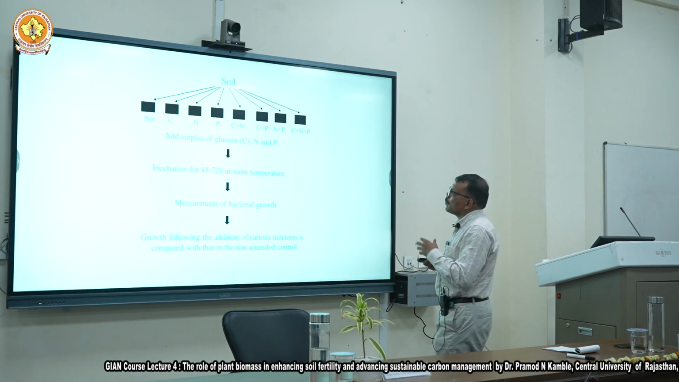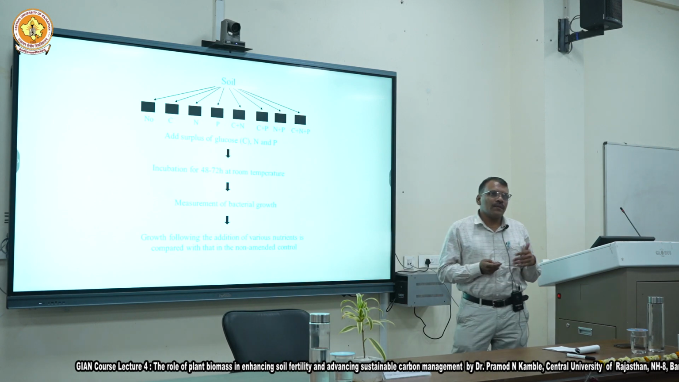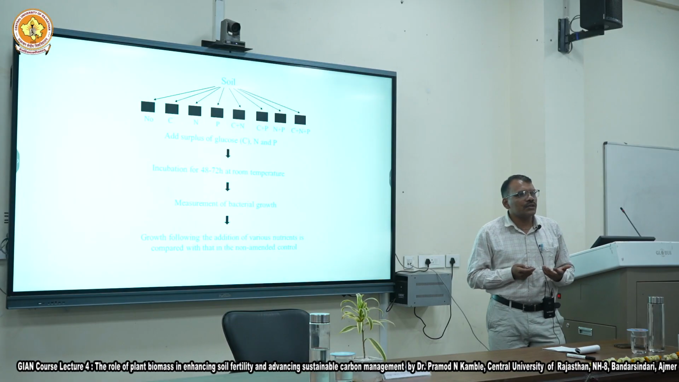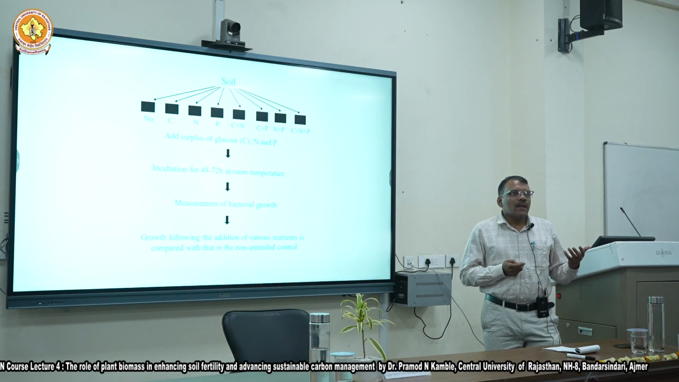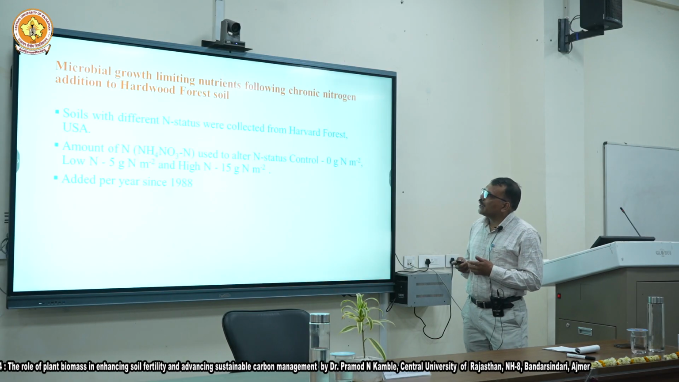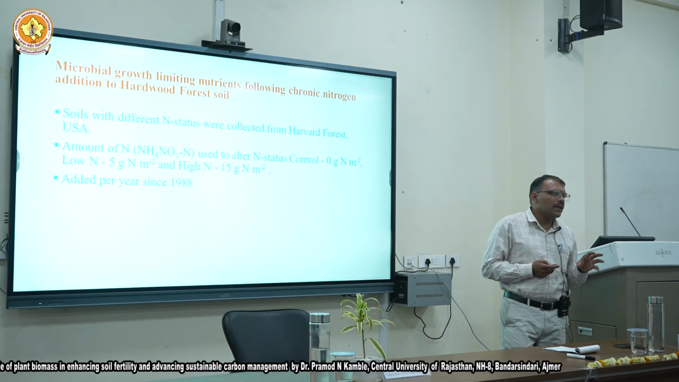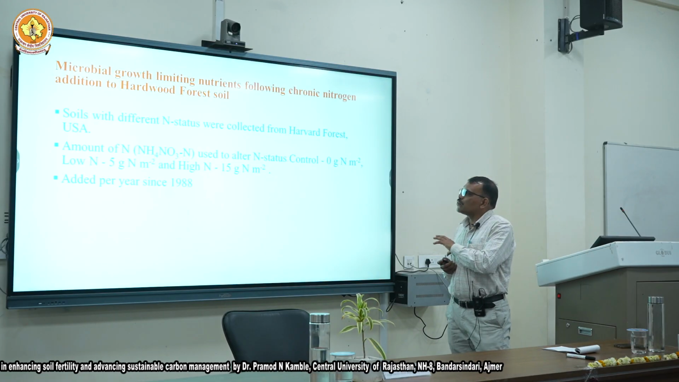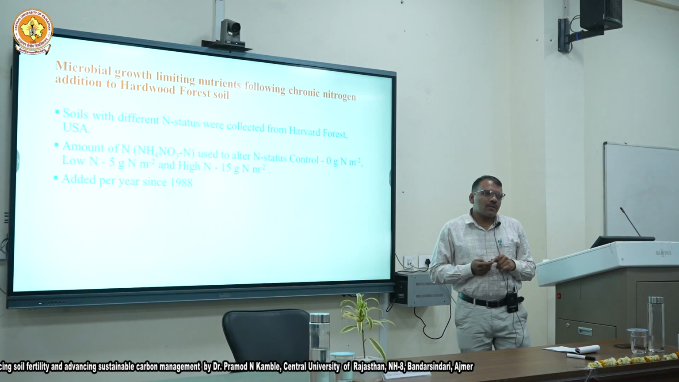So in the full factorial design, nutrients were added into the soil, and before adding the nutrients, we optimized the concentration of the nutrient so that growth is not inhibited. Then we found out the exact amount of glucose, nitrogen and phosphorus that needs to be added into that particular soil.